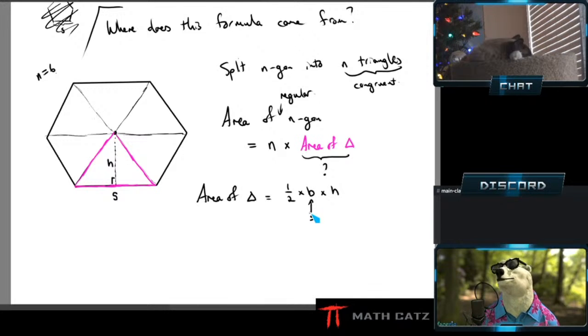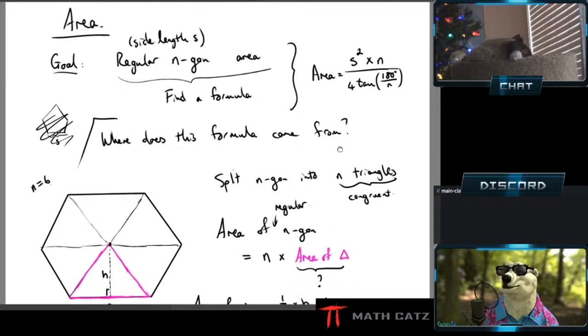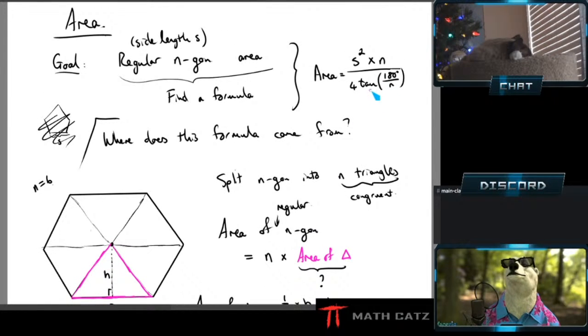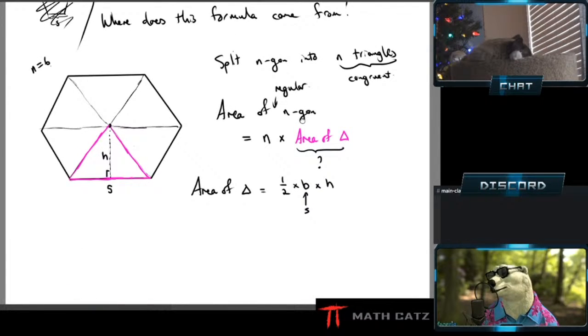Well, I'm trying to come up with the formula. Where does this formula come from? It's unpleasant. It's made up? No. Okay, so I don't have to really worry about a base B. It is the side length S. That is the base of the triangle.